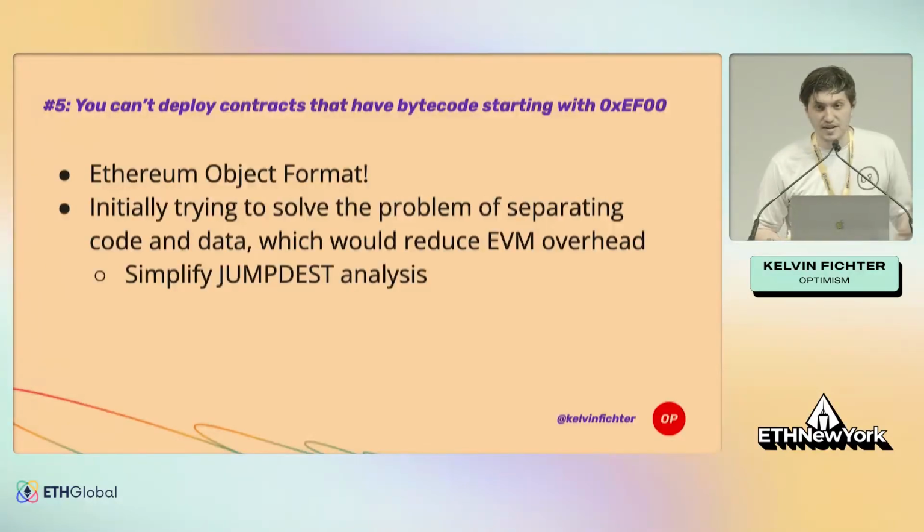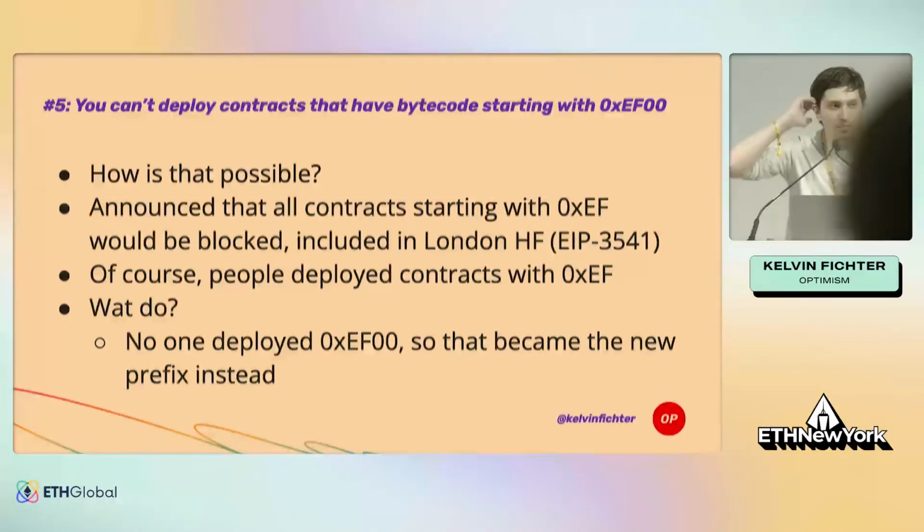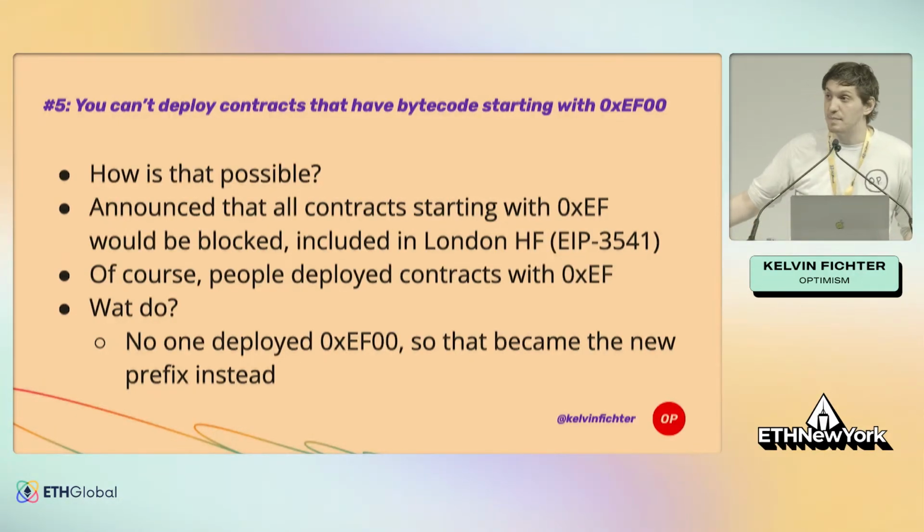We define some prefix, and we block people from deploying contracts with that prefix. And then in the future, we'll allow people to deploy contracts with that prefix again, with the assumption that the EVM reads that prefix, and it says, OK, I know that if it starts with EF00 something, this is an Ethereum object format compatible smart contract, and I know that it's going to have the following format. And I'll talk a little bit about what you can do with that.